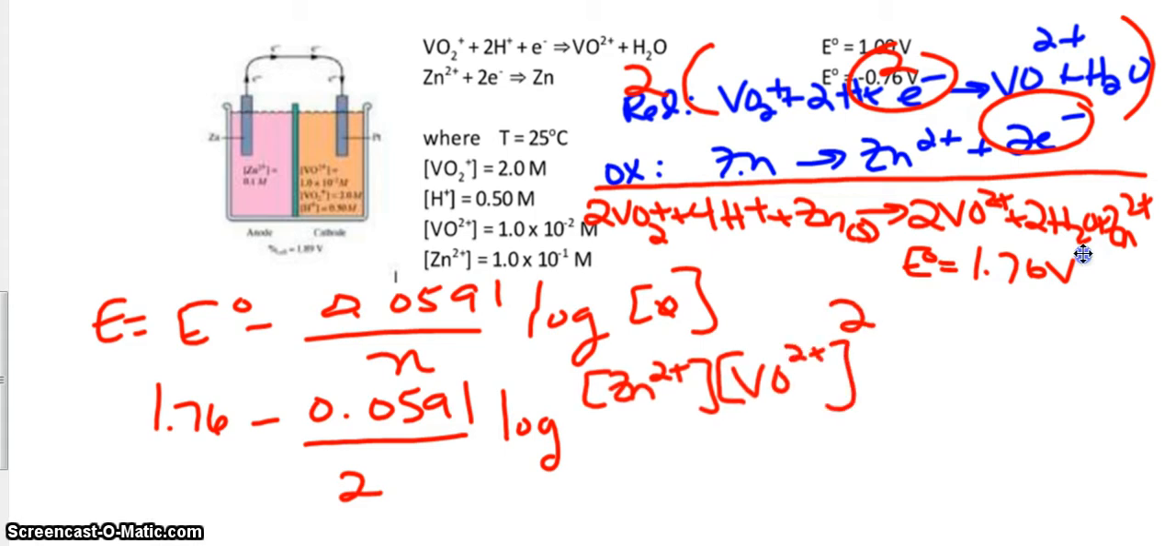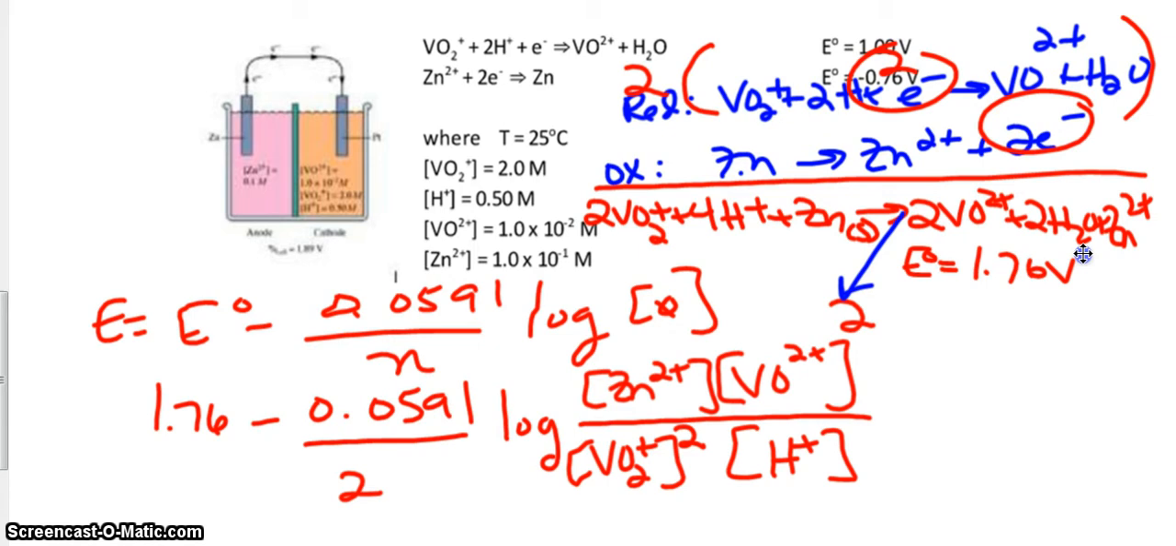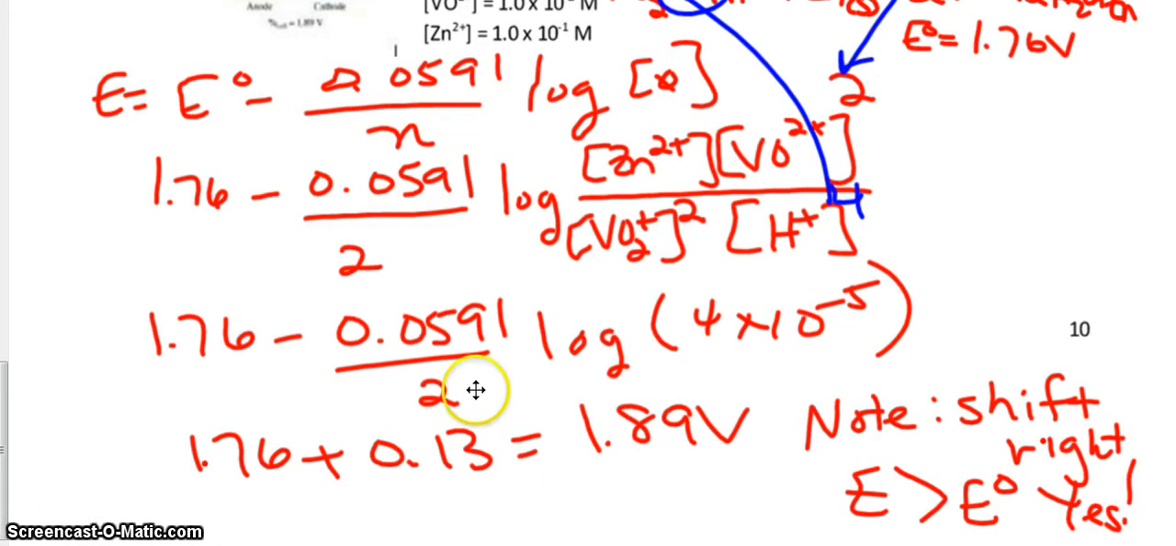Why do I square that? Because I have that number there, divided by VO2 plus squared times H plus to the 4th. So go ahead and now plug in those numbers and see what you get. All right, so here I worked out the problem. When I plugged in all these numbers and squared them and raised them to the fourth, I got 4 times 10 to the negative 5th as this term here. Then I did all my math, so I got 1.76 plus 0.13, and I got 1.89 volts.